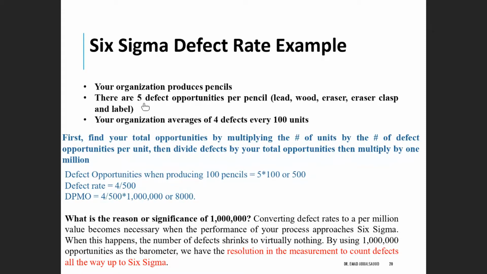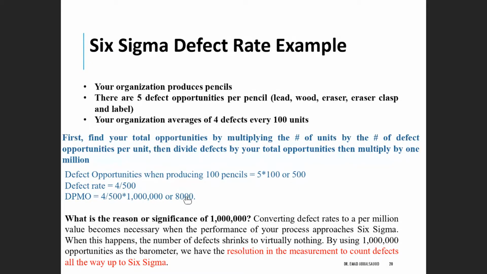To get the defect rate, we divide the average defects, or the number of defects, by the defect opportunities of the production, and that will be 4 divided by 500, and that will give us the defect rate. When we get the defect rate, we multiply it by 1 million, and that will equal 8,000.